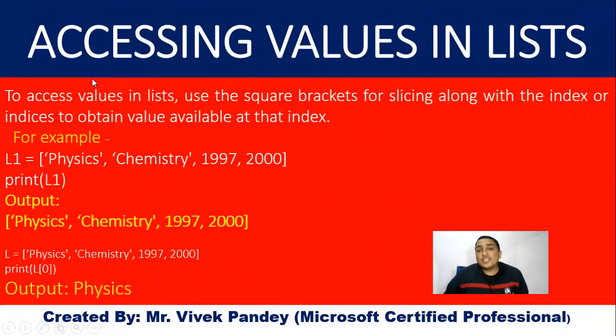Now, how to access values in a list? So dear student, to access values in a list, use the square brackets for slicing along with the index or indices to obtain the value available at that index. We can access the value of a list by using their index.